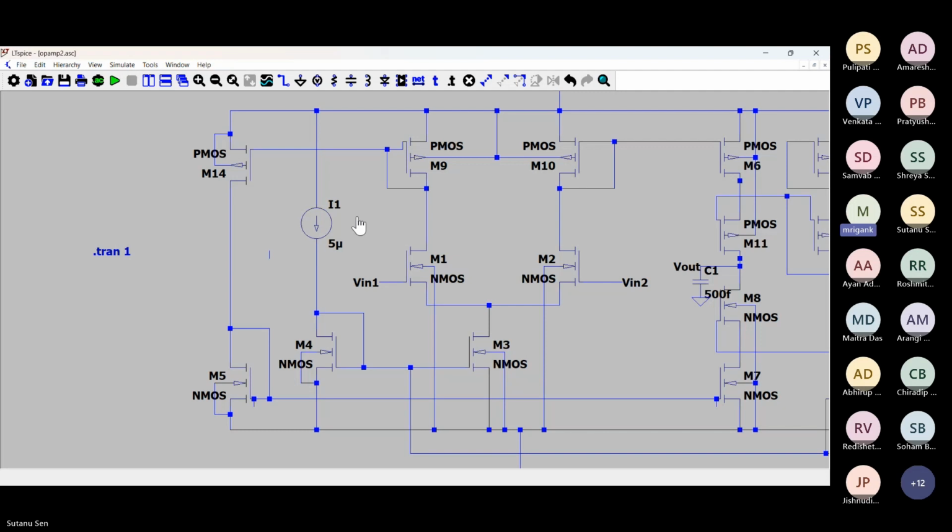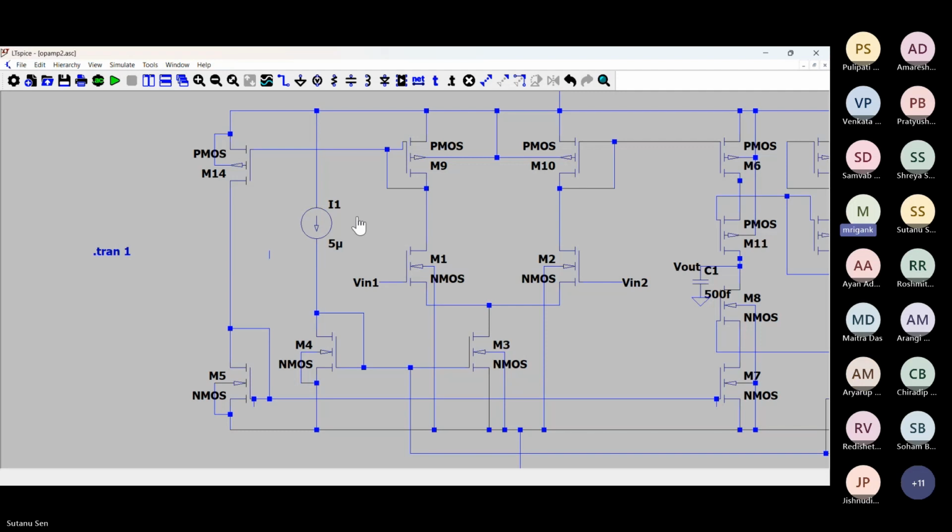And then we are forced to increase V into so that now the M6 current is increasing, and the M6 current is becoming similar to the current in M14, because only then M6 and M14 current will be the same, and as a result M6 and M7 current will be the same, and then only the output will go to midpoint.